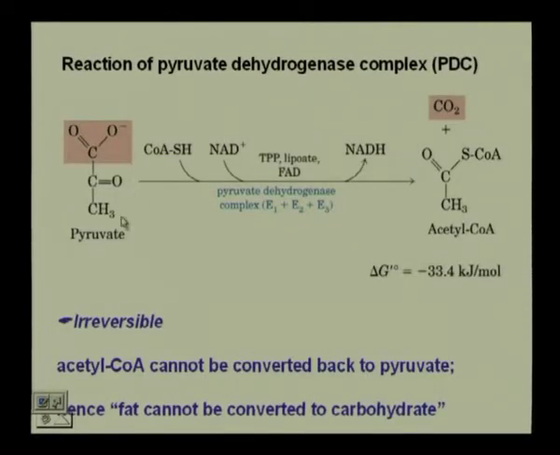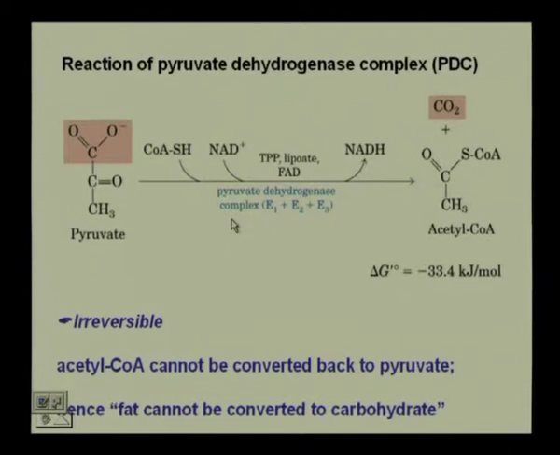Now, this is the major reaction. What we have here is pyruvate, CH3CO minus, that is pyruvate. We have here coenzyme A, we will look at the structure in a moment, and NAD plus, this goes to NADH, and we form acetyl-CoA with the release of carbon dioxide. The enzyme for this is the pyruvate dehydrogenase complex.